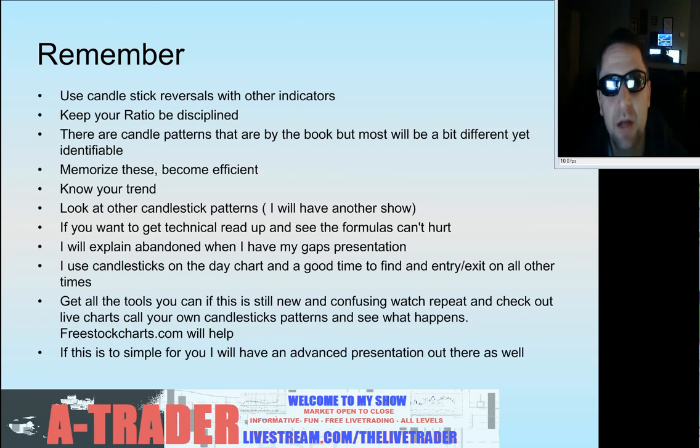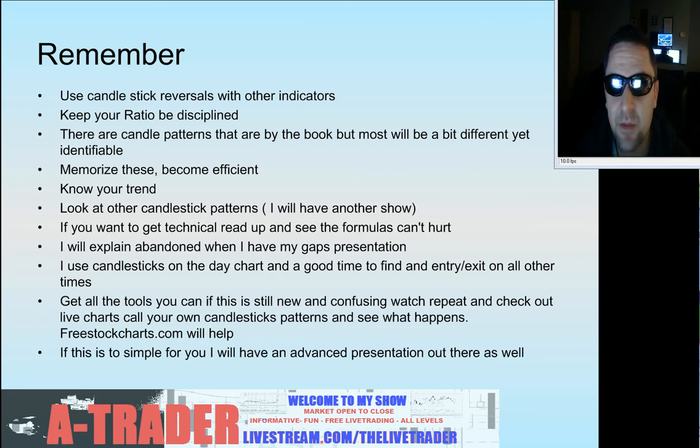Now remember, use candlestick reversals with other indicators. Keep your ratio. Be disciplined. There are candlestick patterns that are by the book, but most are going to be a bit different yet identifiable. Once again, don't trade on junk and don't see things that aren't there. We aren't playing wizardry. We are playing magic here. We're playing psychology and we're playing mathematics. Memorize them. Become efficient. Know your trend.